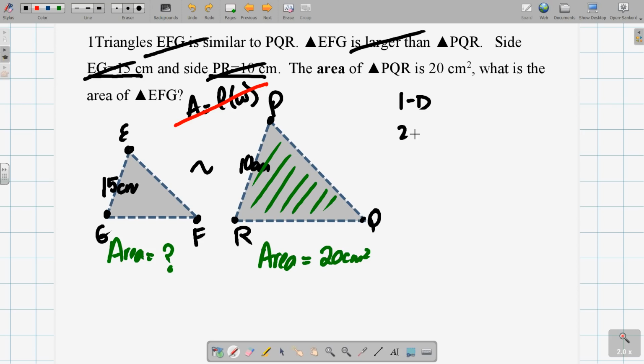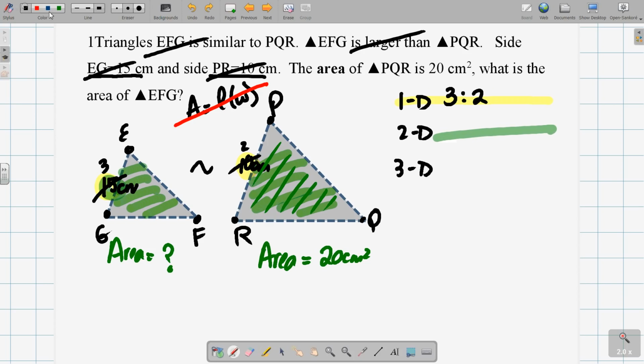So, 1-dimension ratio, 2-dimension ratio, 3-dimension. My first dimensional ratio, if I'm going to go side to side, that's 15 to 10, and reduce it. 5 goes in there 3 times, 5 goes in there twice. So my 1-dimensional ratio is 3 to 2. My second dimensional ratio, which would be area to area, would have to be 3 squared to 2 squared, which becomes 9 to 4. If this turned into pyramids and we were filling them with water, our 3-dimensional ratio would be 3 cubed to 2 cubed, which would be 27 to 8.